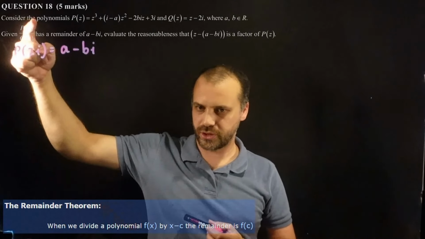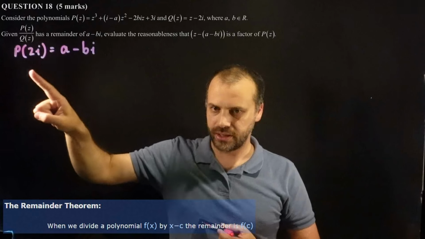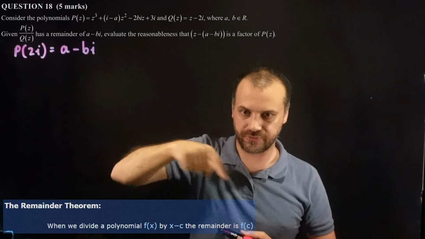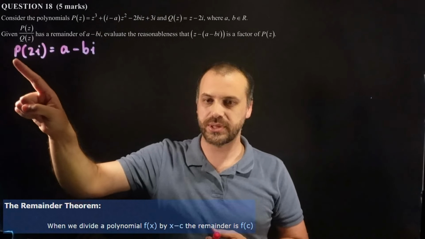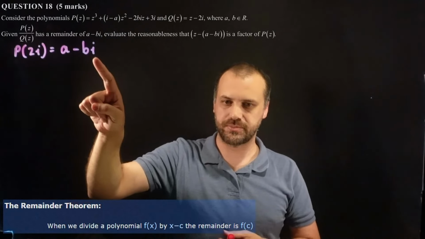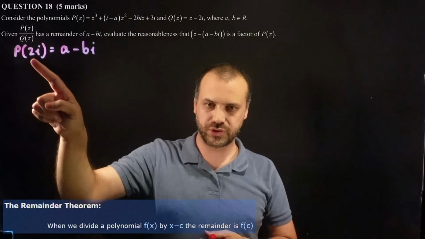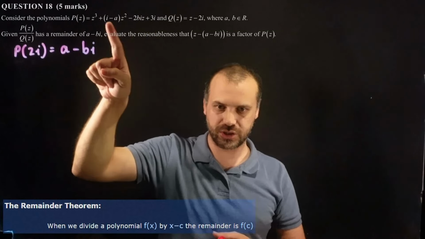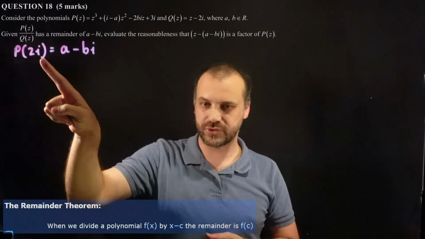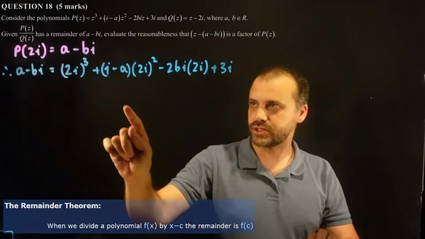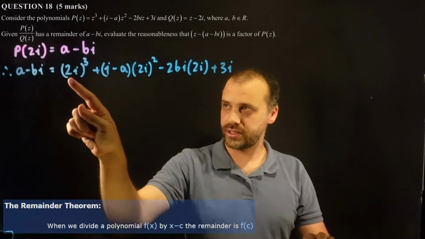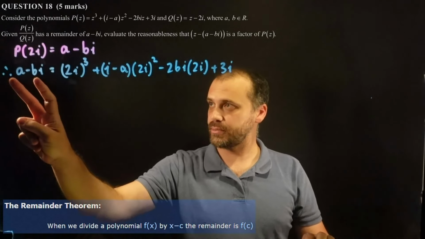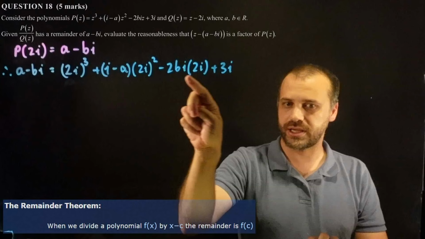When we divide a polynomial by one another, the remainder, which is a minus bi, will be equal to f of c, p of 2i. So we get p of 2i equals a minus bi. Now, what is p of 2i? Well, we just sub 2i into this whole equation here, and we'll know what p of 2i is. Okay, so I've subbed in 2i into p of z. Now, I've just swapped that around, so a minus bi is equal to, and here's p of 2i.